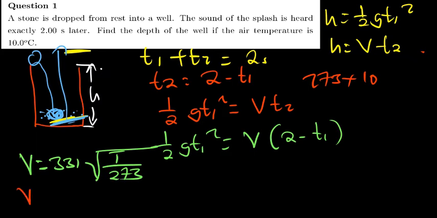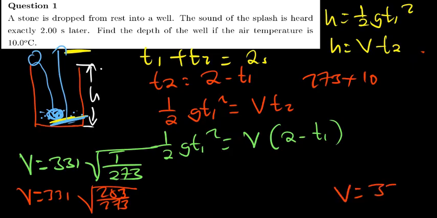So my V will be equal to 331 times the square root of 283 divided by 273. 283 divided by 273, the answer I get is 1.0366. The square root is 1.018 times 331. I'm getting 337. So the velocity now which we are talking about is 337 meters per second.